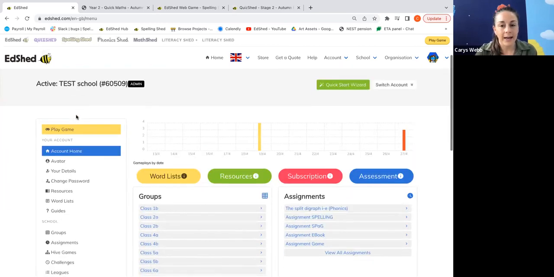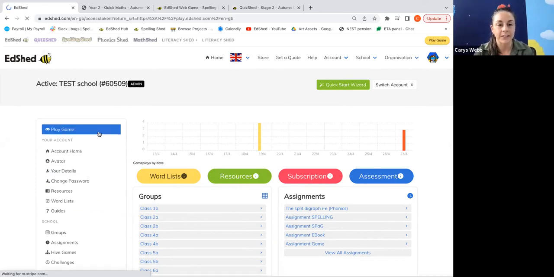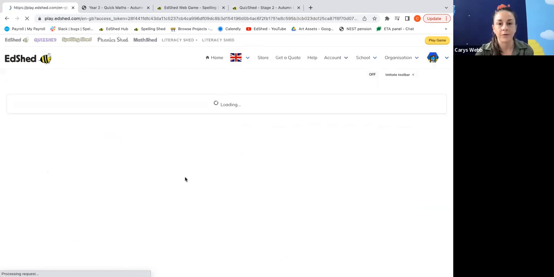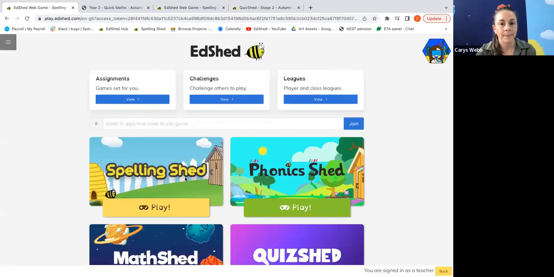Now, if we have a look as a pupil, so if I just click the play game screen, so if you want to take out a free trial, which you can do, and it will stop after 30 days, so you don't have to worry about cancelling it. You can also have a click around. There are various free resources. You can also play on the game screen just to get a bit of a taster of what it's like from a pupil's point of view.